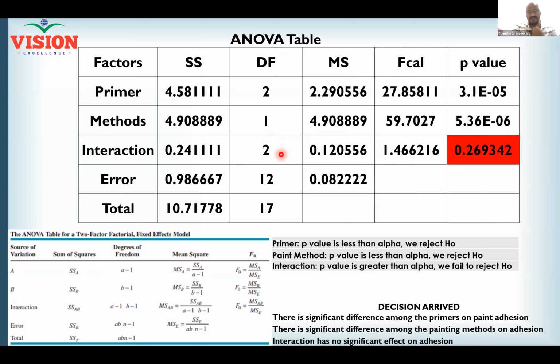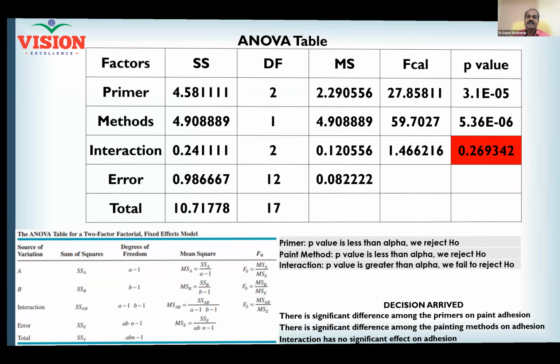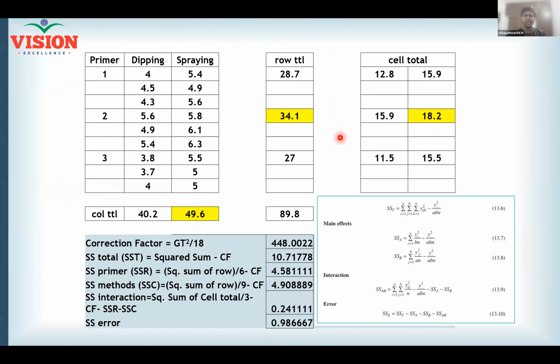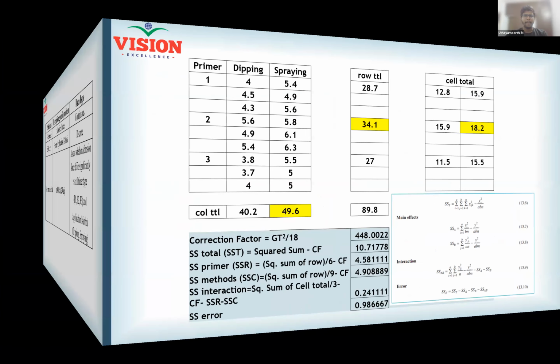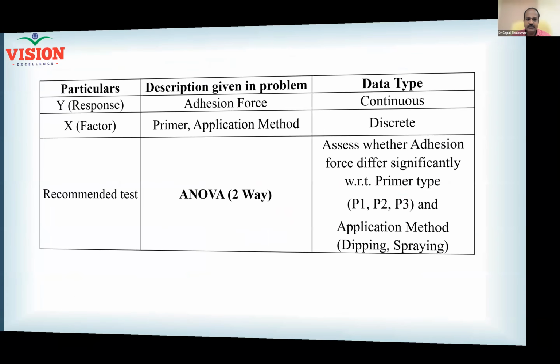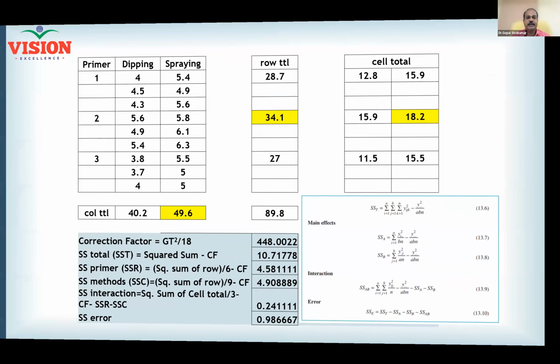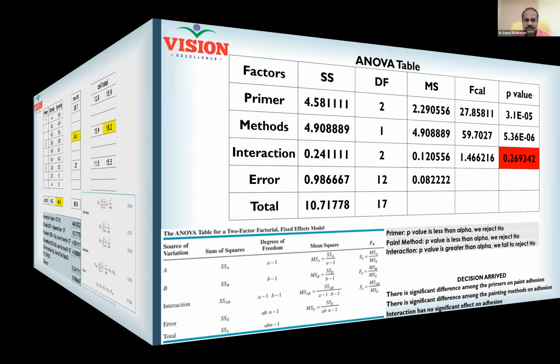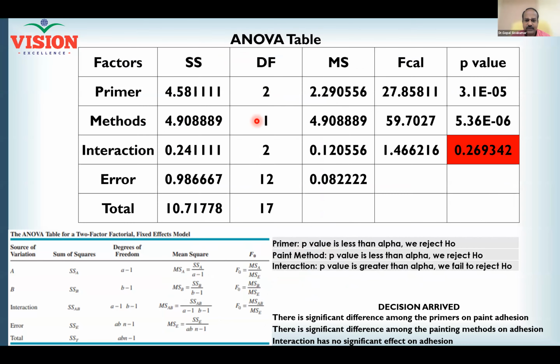There are 3 interactions, so 3 minus 1... No, there are 3 interactions... No. So that's not the way to calculate the degree of freedom. The interaction degree of freedom is nothing but the product of the degrees of freedom of the factors concerned. Primer and method interact. So 2 into 1, 2.